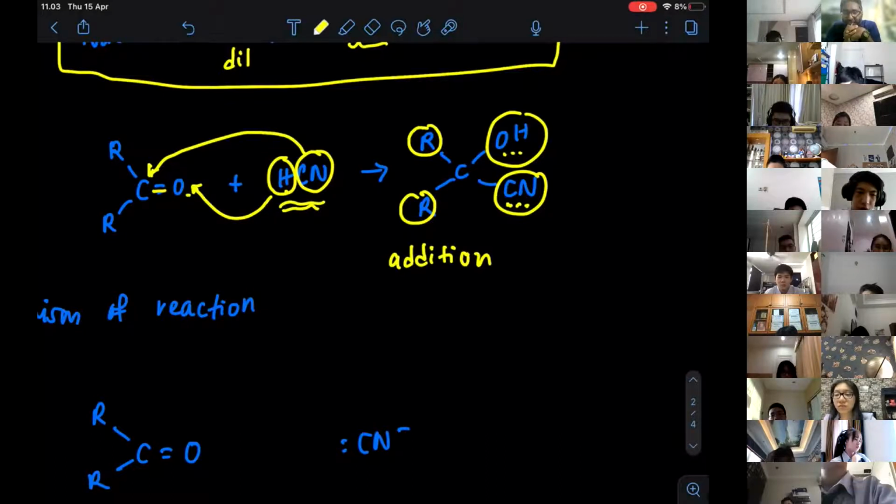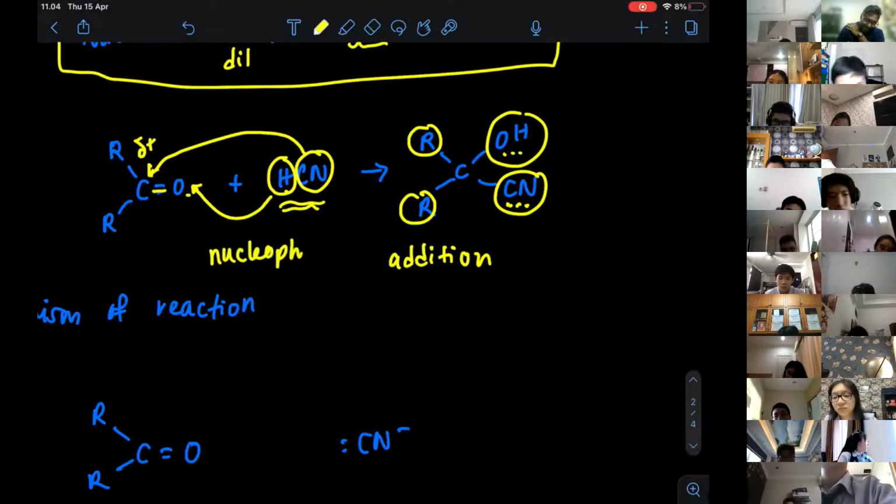The carbon is bonded to oxygen. Oxygen is electronegative. Do they always withdraw electron or donate electron, Christopher? They take. So when they take, oxygen will become delta negative. What will happen to the carbon, delta positive or delta negative? It's delta positive. Now the CN goes to the delta positive. CN is what? Delta negative. So CN is a nucleophile or electrophile? Nucleophile. So this is nucleophilic addition.